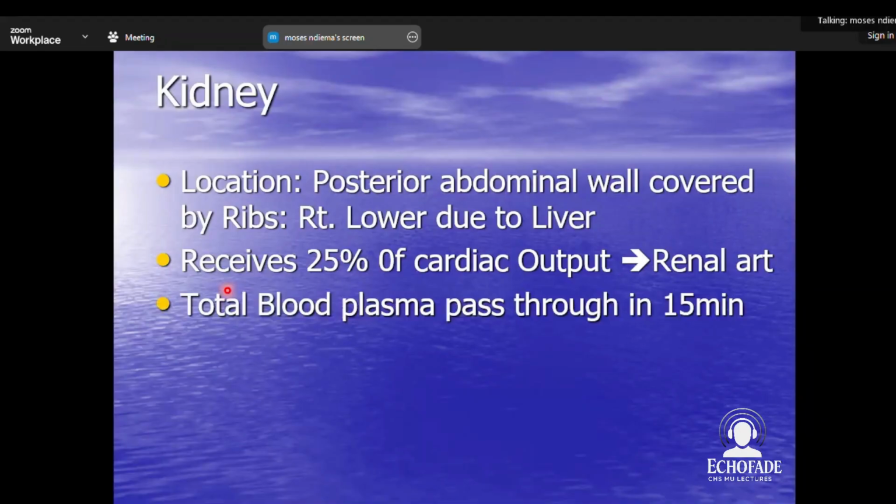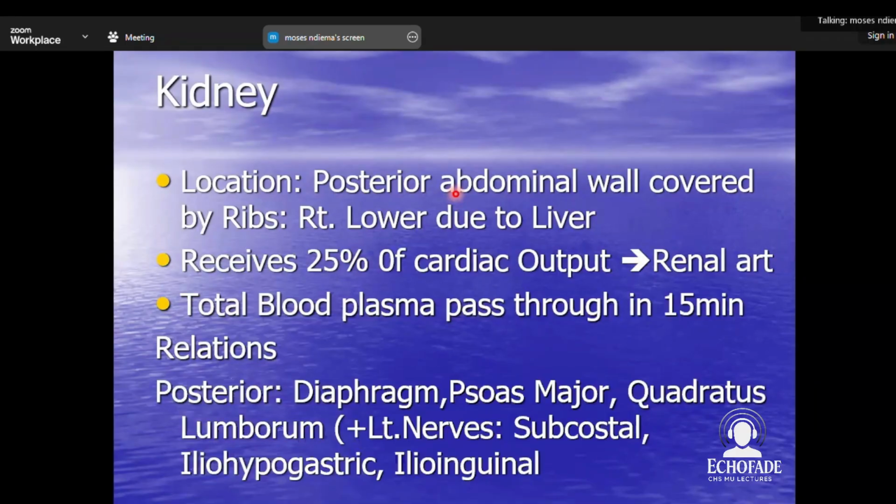And total blood plasma passes through the kidney in 15 minutes. So you can just imagine, without a kidney, how much of the waste products will be retained in blood. For the relations, now, you just need to know that it is close to the posterior abdominal wall, in the lumbar region. So we're going to look at the ascent of the kidney from the pelvis to the lumbar region.